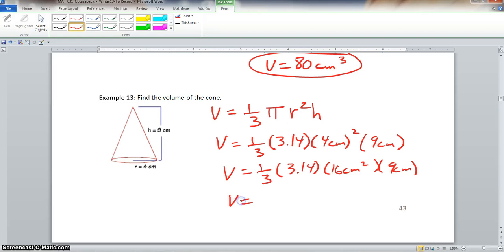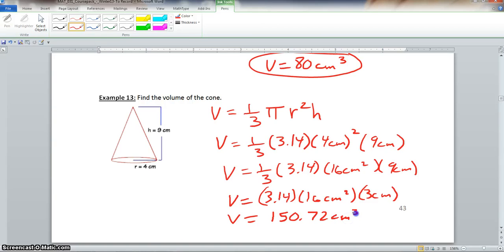So we have the volume is equal to, now remember we could take 1/3 times 9, which is 3. So it would be 3.14 times 16 square centimeters times 3 centimeters. So yeah, the volume is equal to, when you multiply everything out, it gives you 150.72 cubic centimeters. And that is your volume.